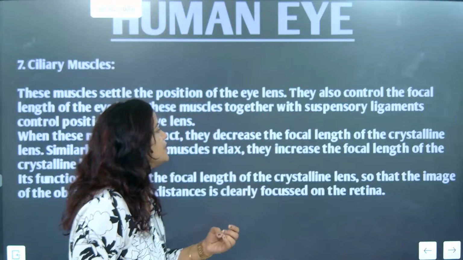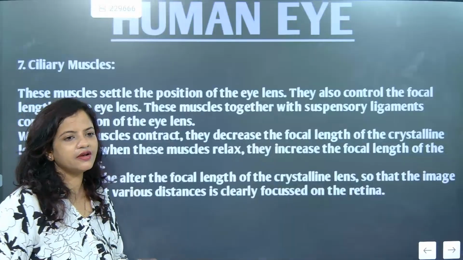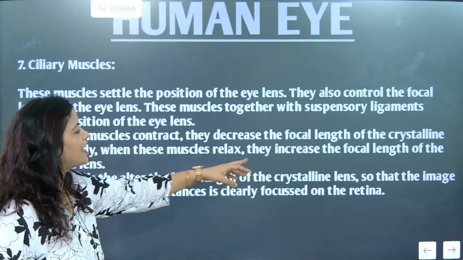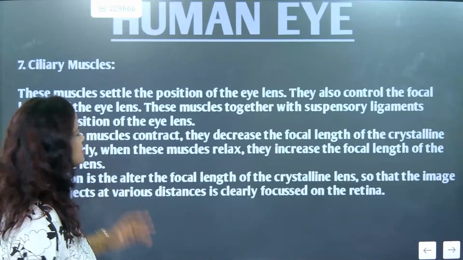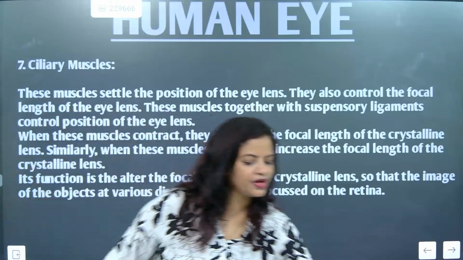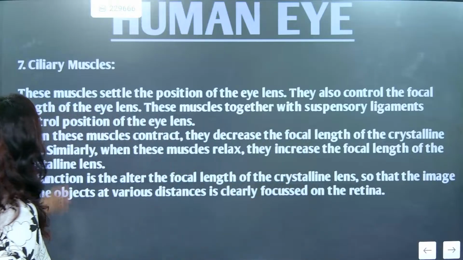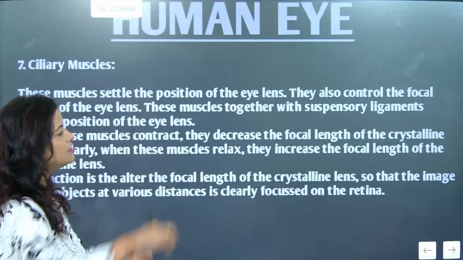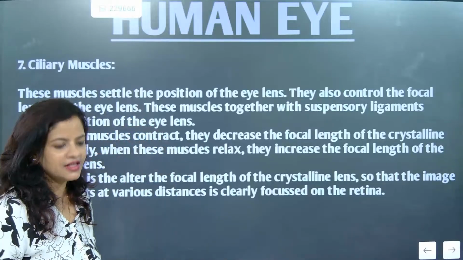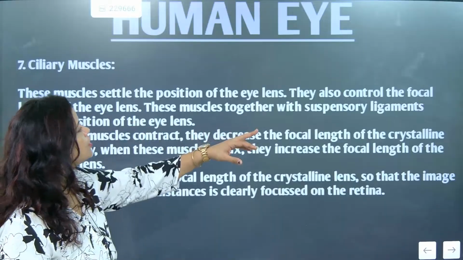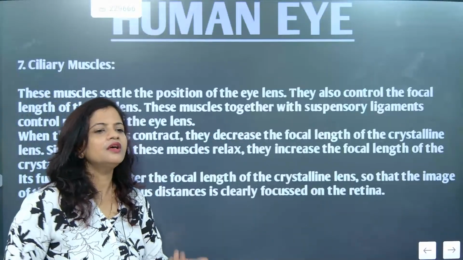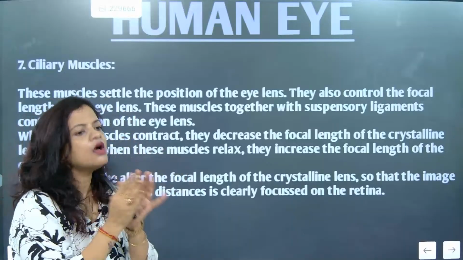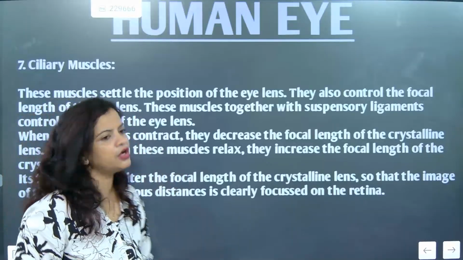Now look here, Vidya. That is what we need to understand. When we are talking about this, when these muscles relax, they increase the focal length of the crystalline lens. The muscle settles the position of the eyelids. Who? Ciliary muscles. So ciliary muscles nicely hold the eye lens. How are they holding the eye lens? They also control the focal length of the eye. We know now ciliary muscles hold the eye lens upright and also change the shape and focal length. Whatever is more important, we are doing that right now.